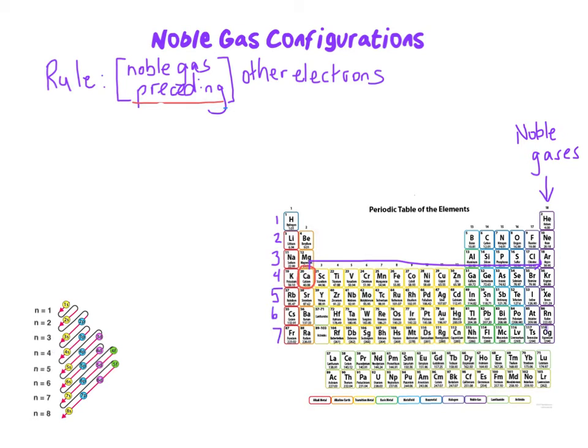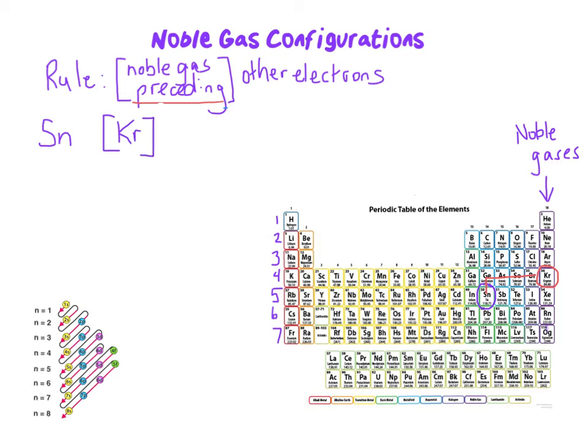Okay, let's try another one. Let's try tin. Tin is number 50, right here. The abbreviation is Sn, and the reason for that is because it is Latin. And to follow the rule, we have to first find the noble gas that's preceding. So again, we go up a row and over to the noble gas column. So we're going to start with krypton here. I'm going to write krypton in brackets, the abbreviation for krypton, which is Kr.